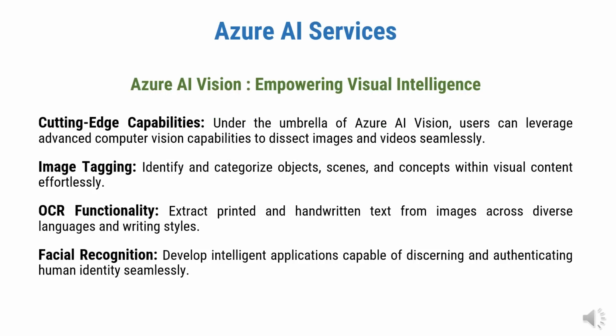Azure AI Vision: empowering visual intelligence. Cutting edge capabilities. Under the umbrella of Azure AI Vision, users can leverage advanced computer vision capabilities to dissect images and videos seamlessly. Image tagging: identify and categorize objects, scenes, and concepts within visual content effortlessly. OCR functionality: extract printed and handwritten text from images across diverse languages and writing styles. Facial recognition: develop intelligent applications capable of discerning and authenticating human identity seamlessly.